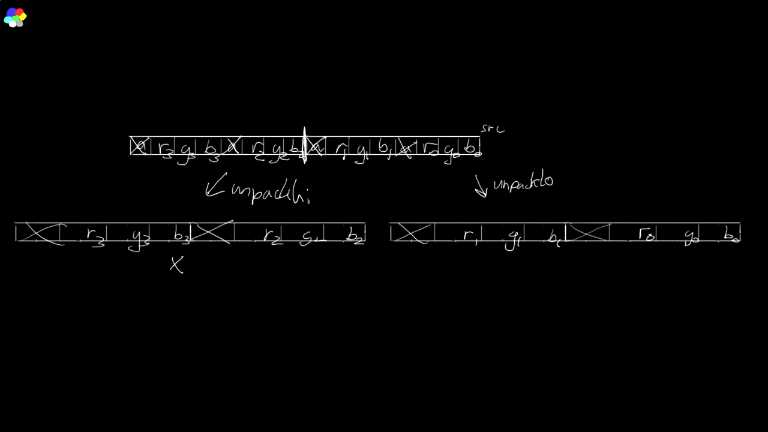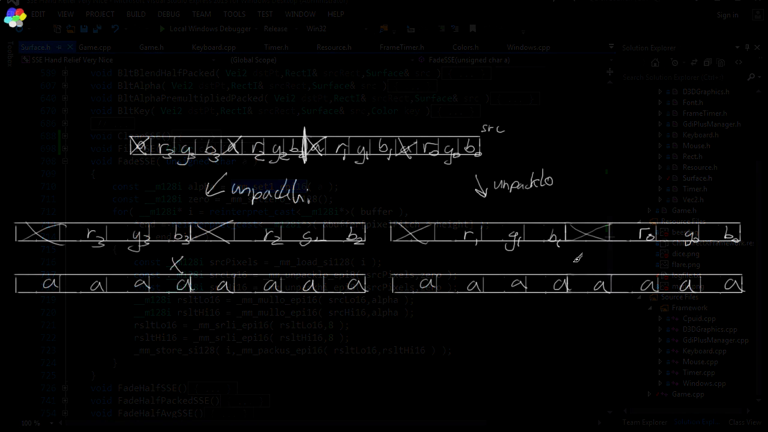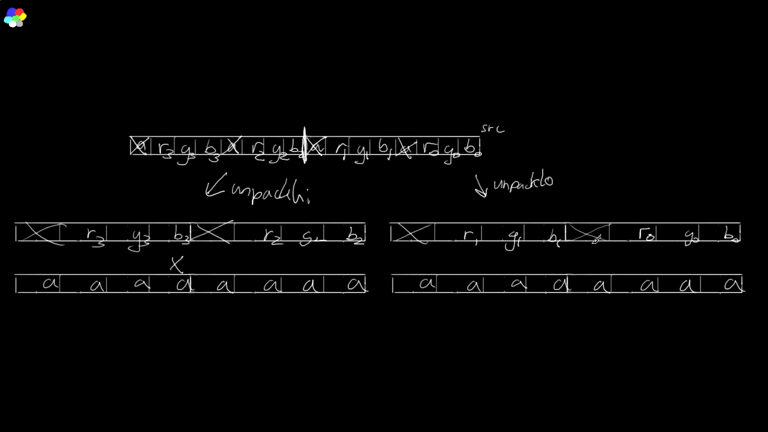Now, alpha has already been prepared for us because we did set 1 with our alpha into this register here. So we have a register and all the 16-bit values are filled with alpha, which is a value between 0 and 255. So the top 8 bits of each of these packed 16-bit values are all set to 0. All right. So next step is to multiply these registers by alpha. So we're going to multiply 2 packed 16-bit values together. Now here's the problem.